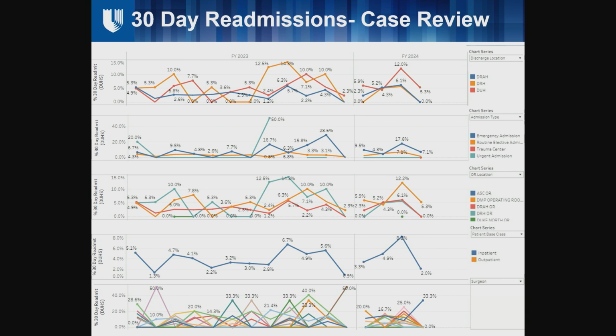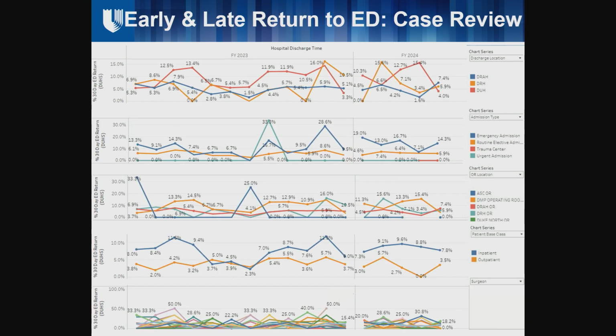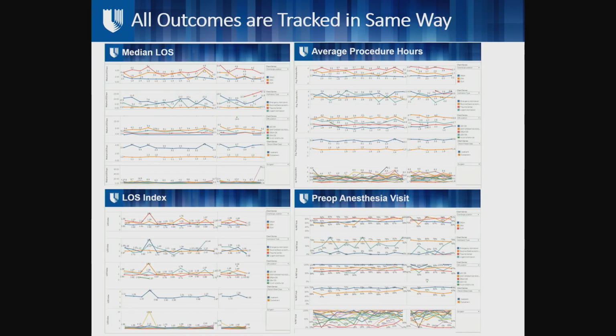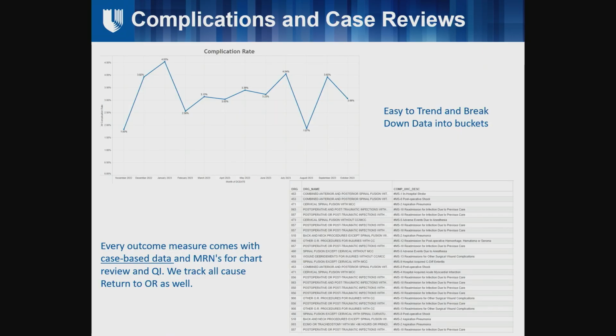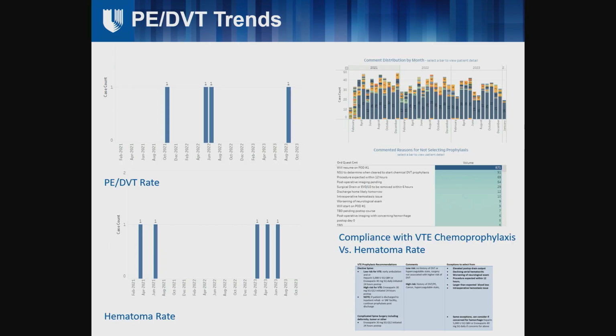So just very briefly, we track things that are common: 30-day readmissions, return to the ED. We track length of stay, average procedure hours. People are getting a pre-op assessment. We look at every return to the OR, look at the reasons. All this data is not just to look at a bunch of graphs. We actually do case review on every single outcome that's untoward, unplanned.